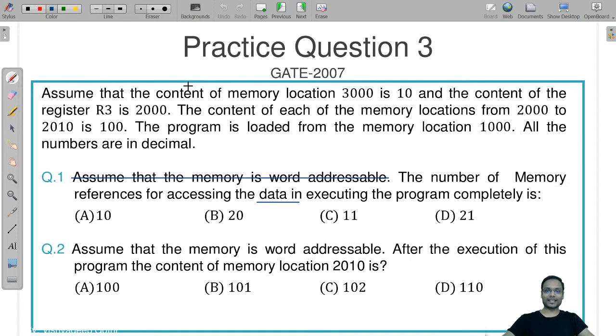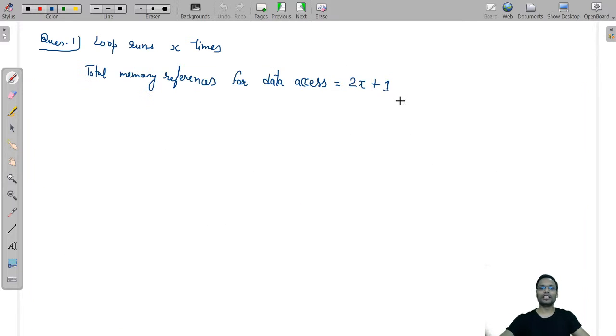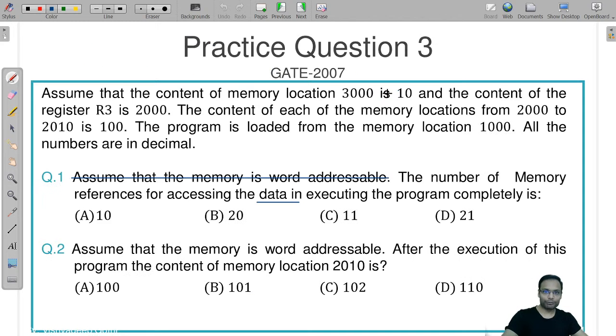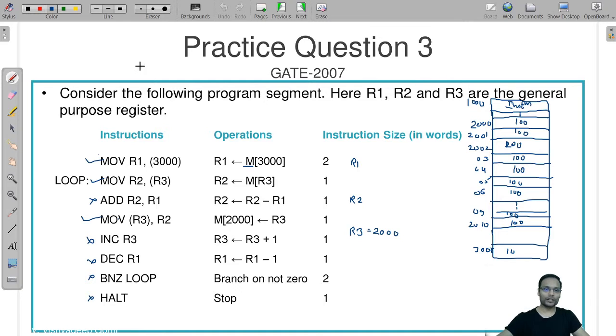Now if that is the case, then based on that only C or D can be the correct option. Why? Just because this value will give you an odd number. If you are good in the numbers, 2 into x will give you even, plus 1 gives an odd number. Fine. If that is the case, let's go further and try to execute this program. By executing this program, we can understand how many times the loop runs.